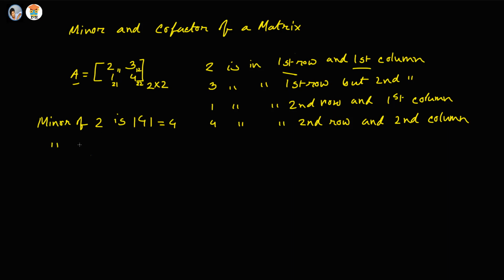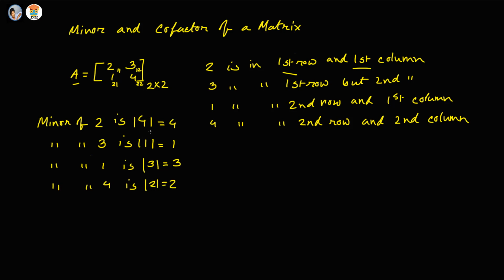Again, minor of 3 is, we will exclude first row and second column, and we will be left with 1, which is 1. Minor of 1 is, here we will exclude the second row and the first column, we will be left with 3, so we will have just 3. And the minor of 4 is, we will exclude second row and second column, and we will be left with 2, which is 2.